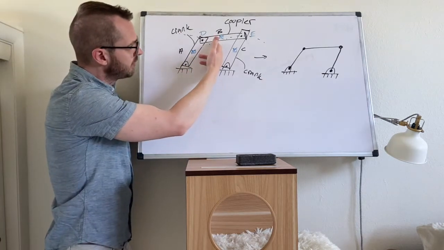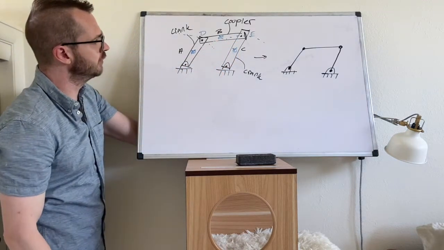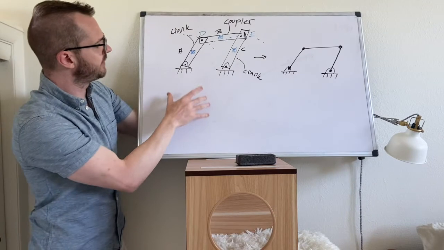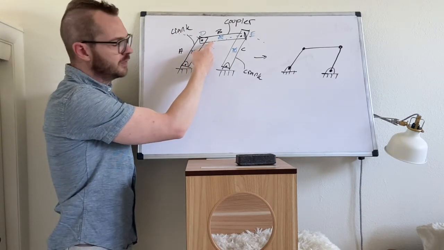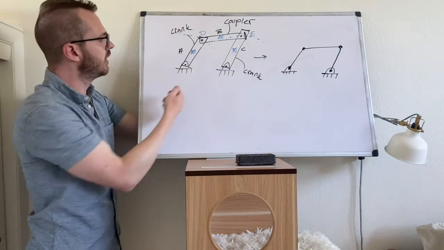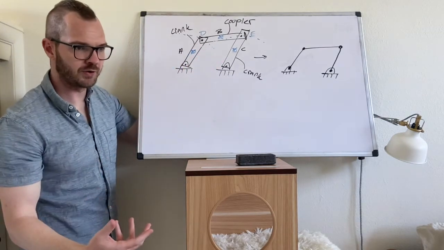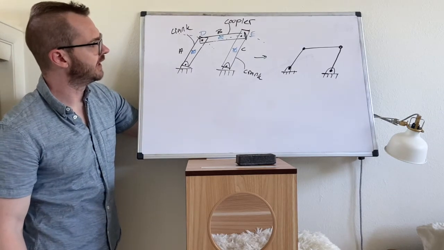Well, when the coupler B moves, that means that point E is also going to move, and that means that C is going to rotate. What you'll find with this system is that if you move A, you make B move, and in turn you make C move. So however I move A back and forth, B and C are in some way going to follow. Now, this mechanism is actually very common.